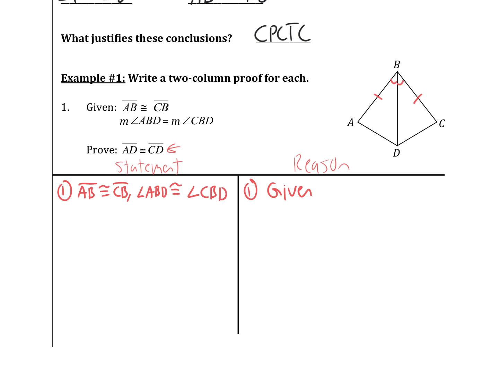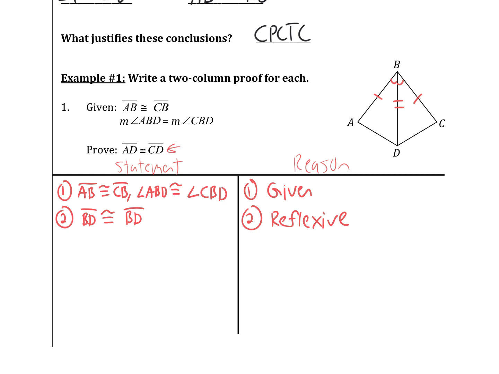Okay, what comes next after givens usually? Usually it's definitions. Do we have any definitions in the givens? We do not. Nothing like midpoint or angle bisector. So then we got to do reflexive or vertical angles. Are there any reflexive sides or vertical angles here? There is. We got BD is congruent to BD in the middle here. So 2 is going to be side BD is congruent to itself because of the reflexive property.